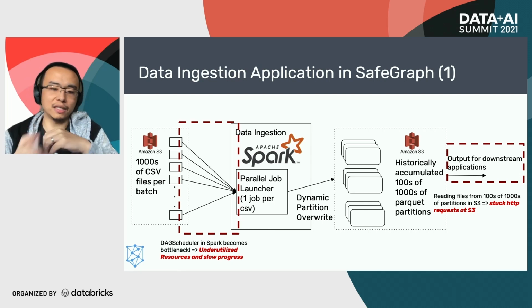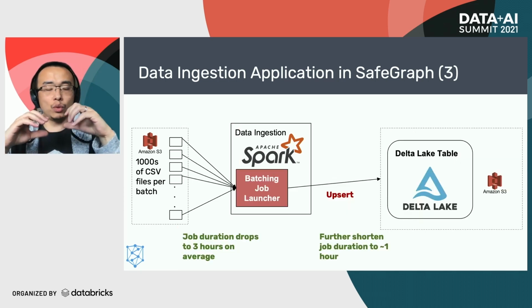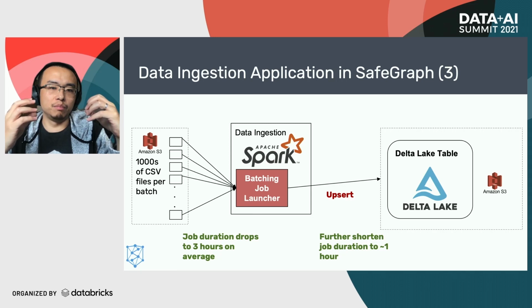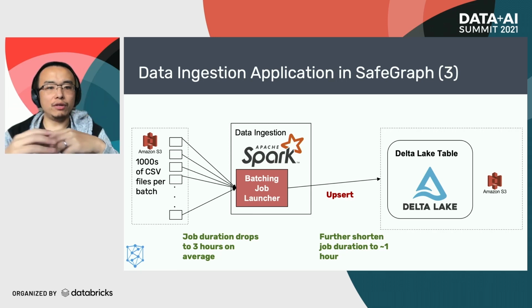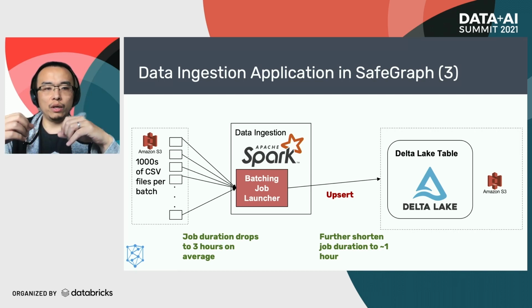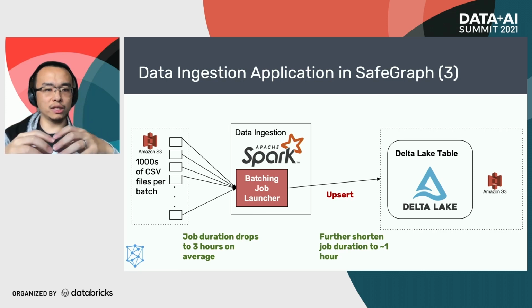So how do we optimize that? Since we have a bottleneck at the DAG scheduler, we started batching the jobs. Instead of launching a single job for every CSV file, we batch 100 CSV files into a single job; it's a configuration number. With this optimization, we can shorten the job duration to 3 hours on average.